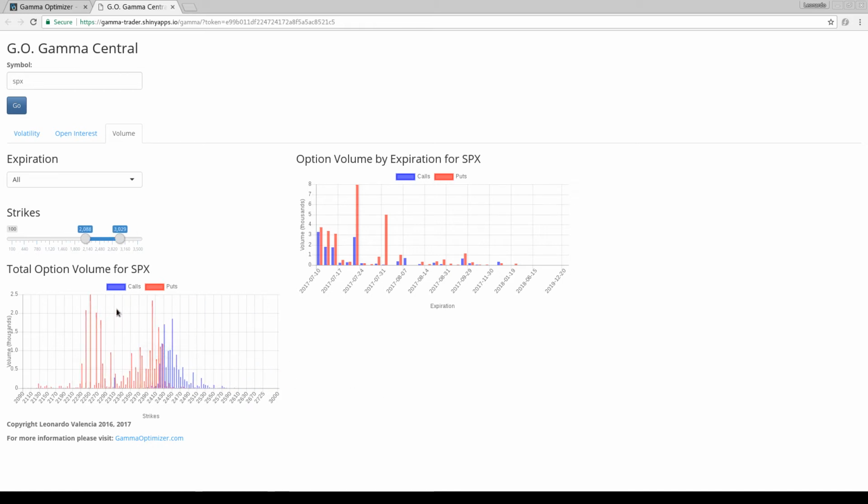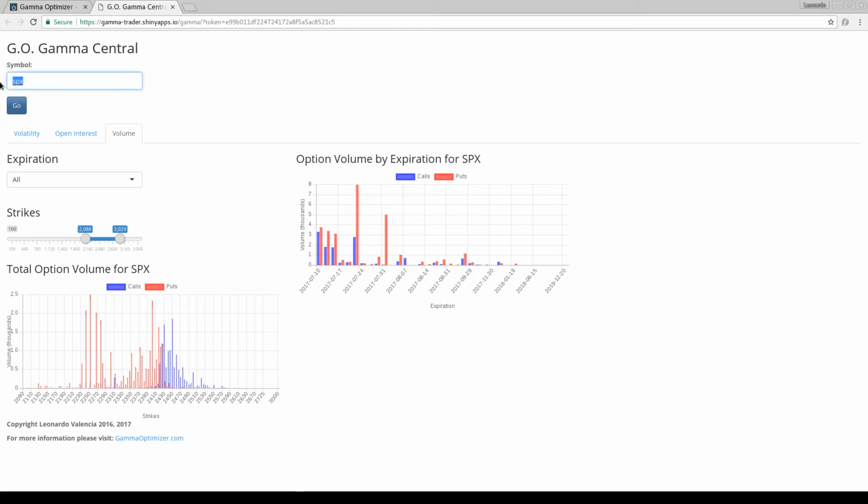So we can see that there are puts at 2,250. They are really far away from here, like 200 points down. And there are plenty of puts around 2,400, and then only a few calls at 2,430 and 2,450. For reference, the market is trading around 2,425 right now. So you can see more or less the activity on index options.